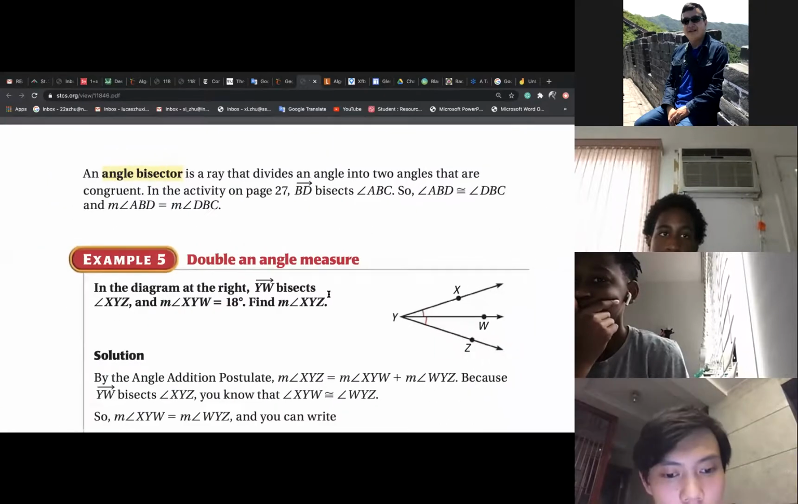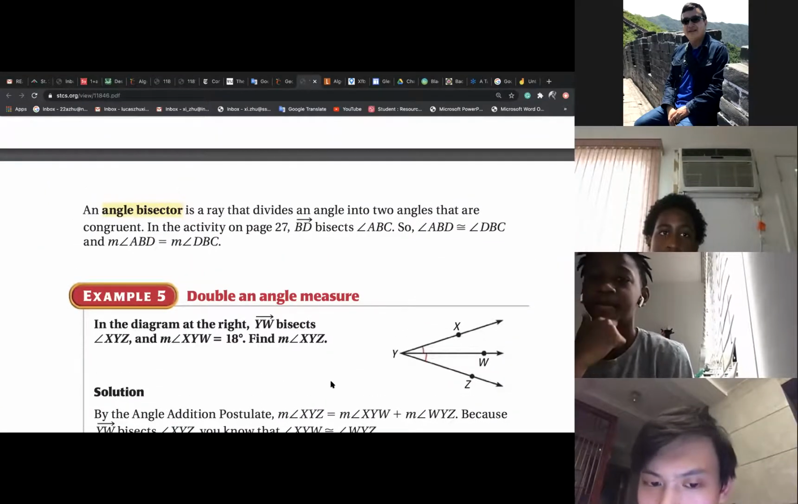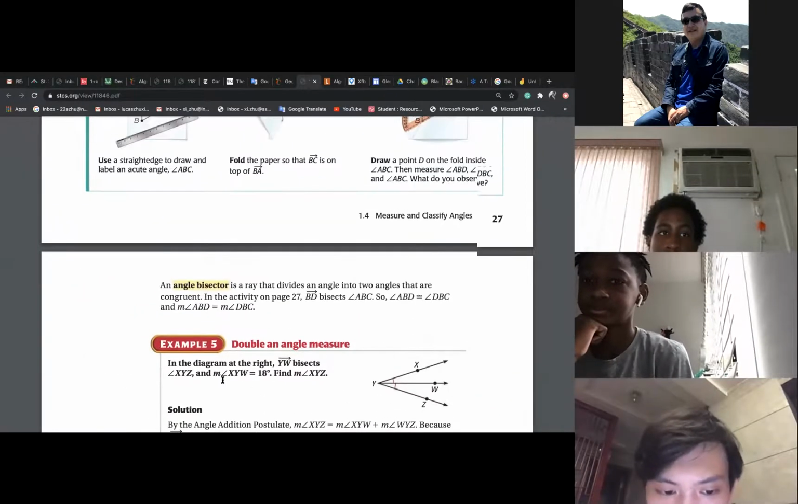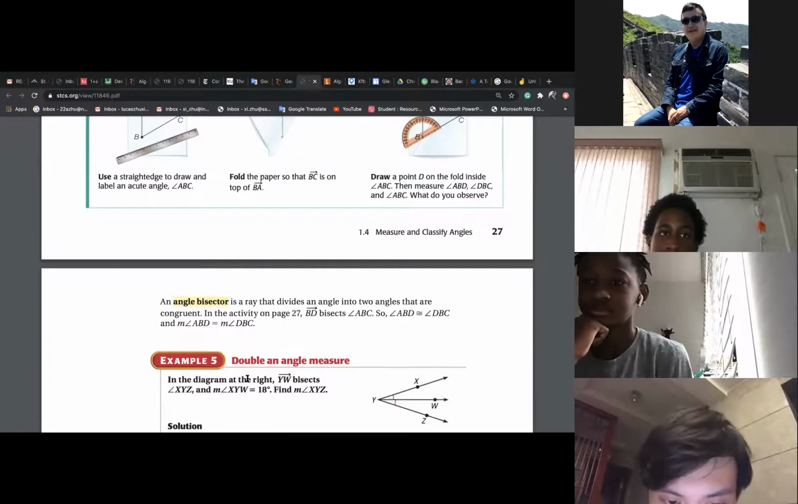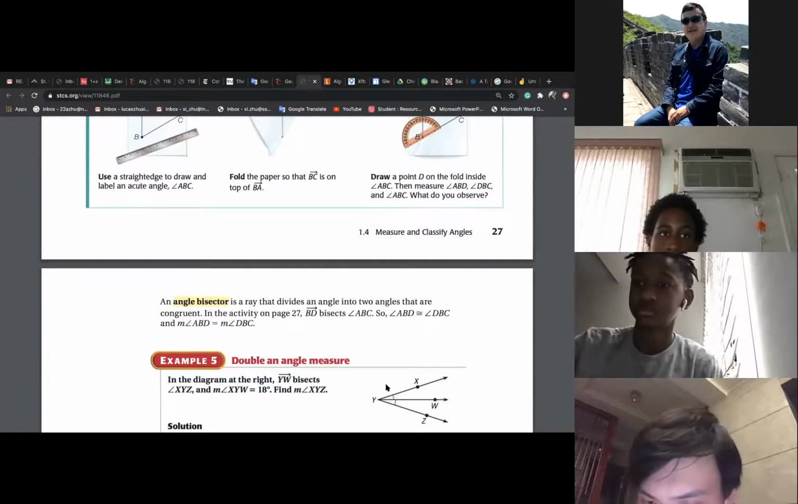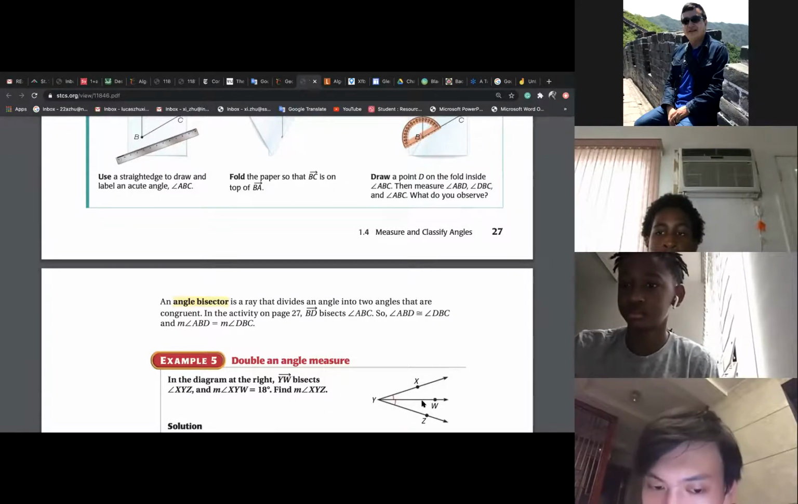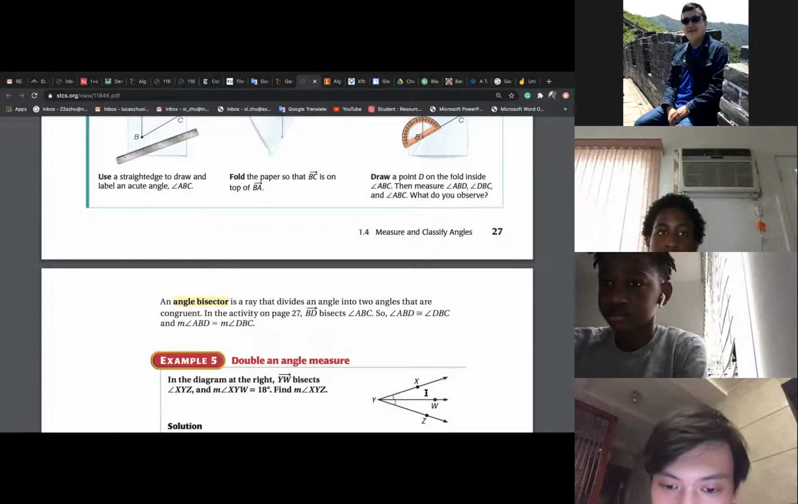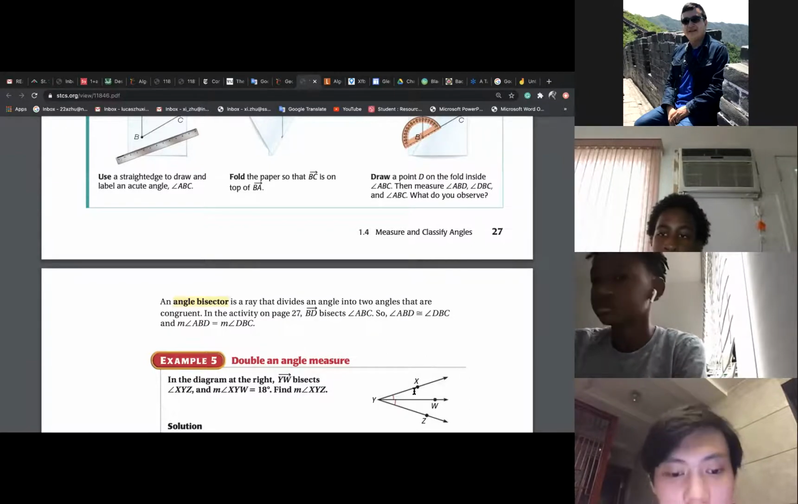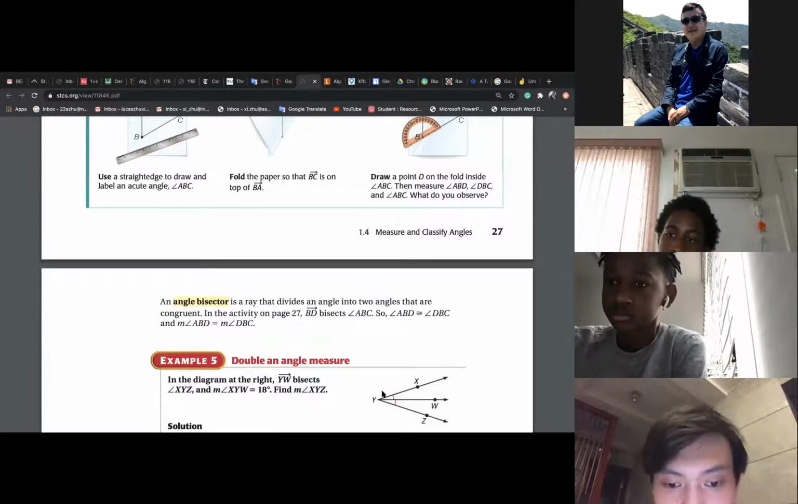Try this one. Example 5. In the diagram at right, ray YW bisects angle XYZ, and you know that the measure of angle XYW is 18. Find the measurement for the entire angle.